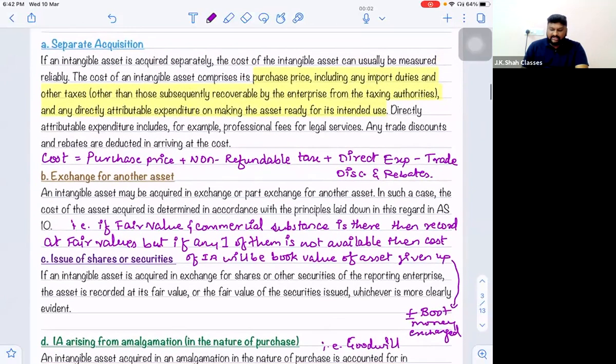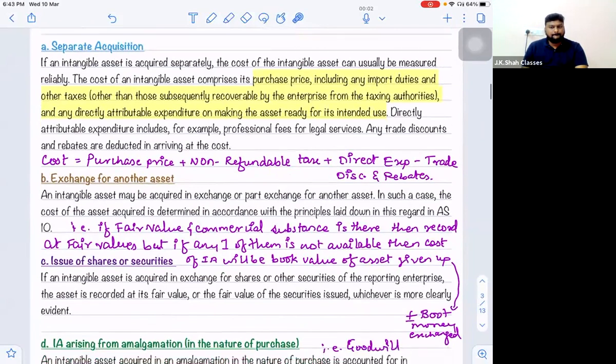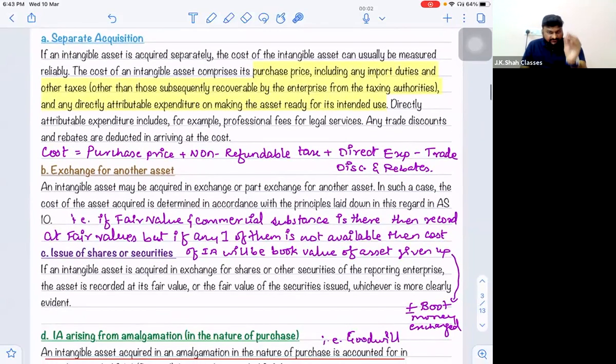So technically the first 3 points, that is cost of an asset under separate acquisition, cost of intangible asset when exchanged for another asset, and cost of intangible asset when it is exchanged for shares or securities, are exactly the same as per AS10. So anybody with any sort of queries with the first 3 points, or that self-generated goodwill point, or that government intangible asset acquired under government grant. So technically I've covered 5 points under measurement of cost. Anybody with any sort of query with these 5 points, please raise it immediately.